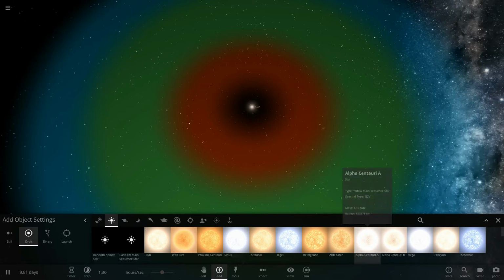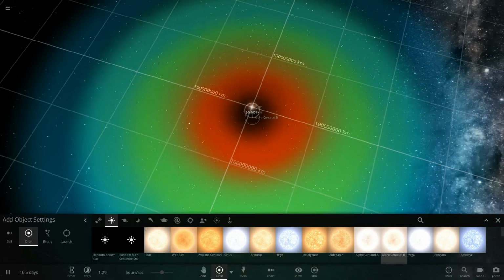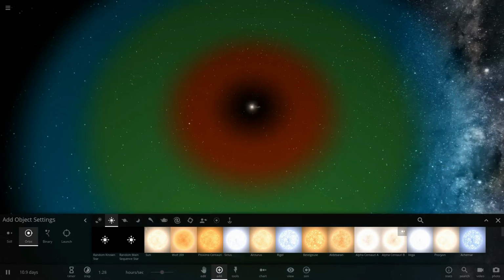A G2 phi? I think the Sun's around a G4. I think G4 really fits it. Alpha Centauri B is a K1 phi. Okay, I'll give them that. It's a big orange dwarf. That's a big orange dwarf. That's like G class. I reckon that's a G8, G9.